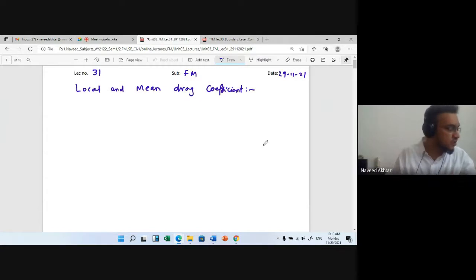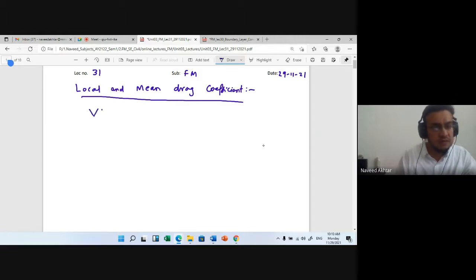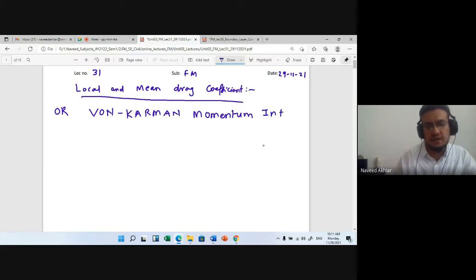To find the local and mean drag coefficient, we first use the Von Karman momentum integral equation. Von Karman is the scientist on whose work this is based.